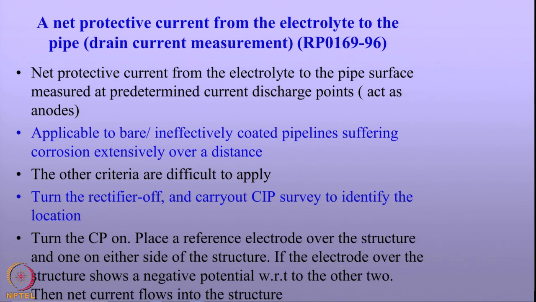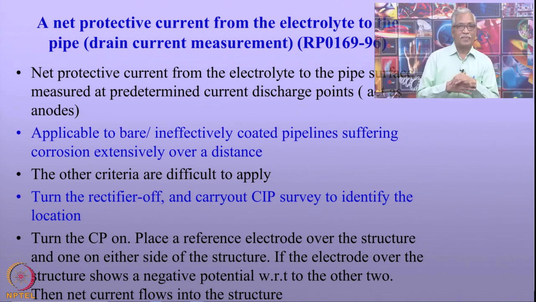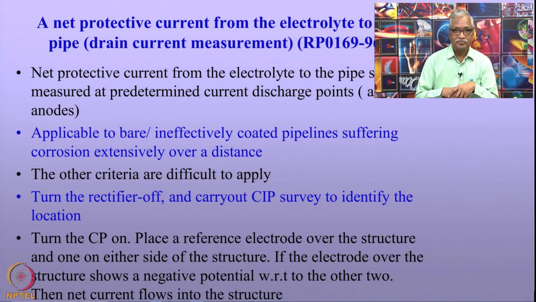The other criterion is a net protective current from the electrolyte to the pipe. This criterion is used mainly in locations where the metals are selectively getting corroded. For the pipeline, we have seen in the earlier case when we discussed external corrosion of buried structures that there are certain locations that are anodes and some locations that become cathodes, with localized corrosion occurring because of soil variations, microbial corrosion and such factors. So, this criterion can be successfully applied to locally prevent the corrosion of the structures.